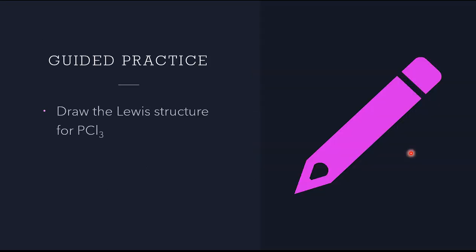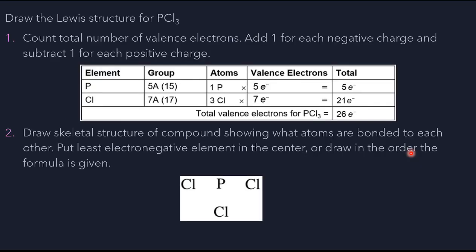All right, so let's practice this by drawing the Lewis dot structure for phosphorus trichloride. So, step 1, count the total number of valence electrons that each atom contributes to the molecule. Again, remember, if you have a charge here, add 1 for each negative and subtract 1 for each positive.